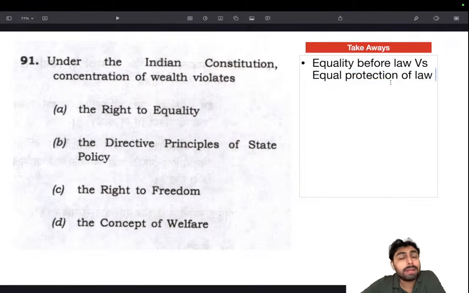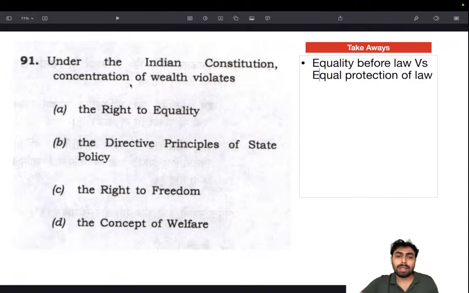It's more affirmative and positive in nature. On the other hand, equality before law is negative in nature, as in it's very straightforward. There's no nuance to it. Everybody will be treated equally. And you might have heard Ambedkar's quote that equal treatment of unequals is as bad as unequal treatment of equals. So equal protection of law addresses that issue. So just learn about the differences between these. These philosophical questions will be coming in prelims, and they'll be coming in multiple formats also. So having an idea really helps.